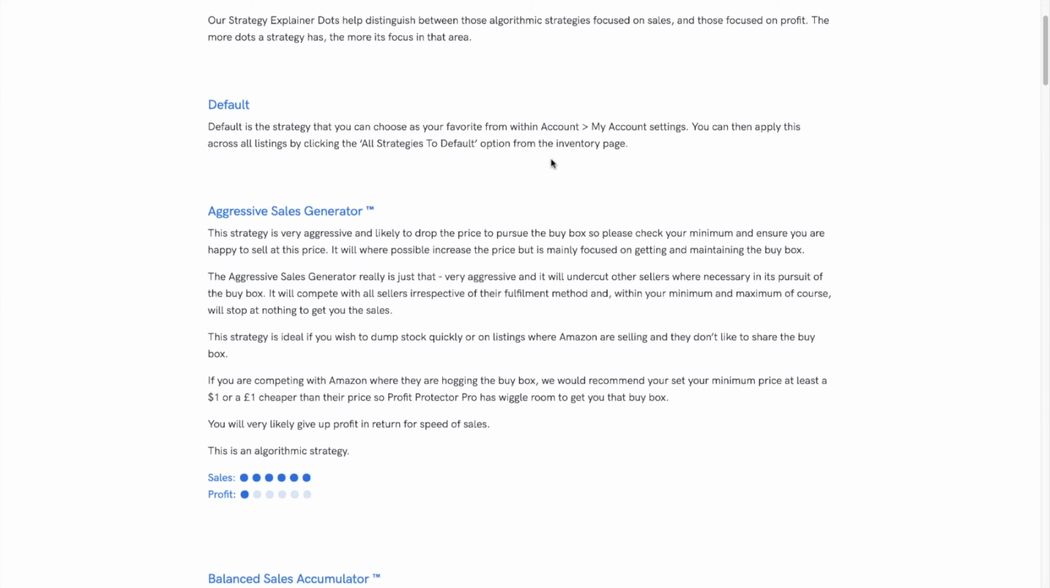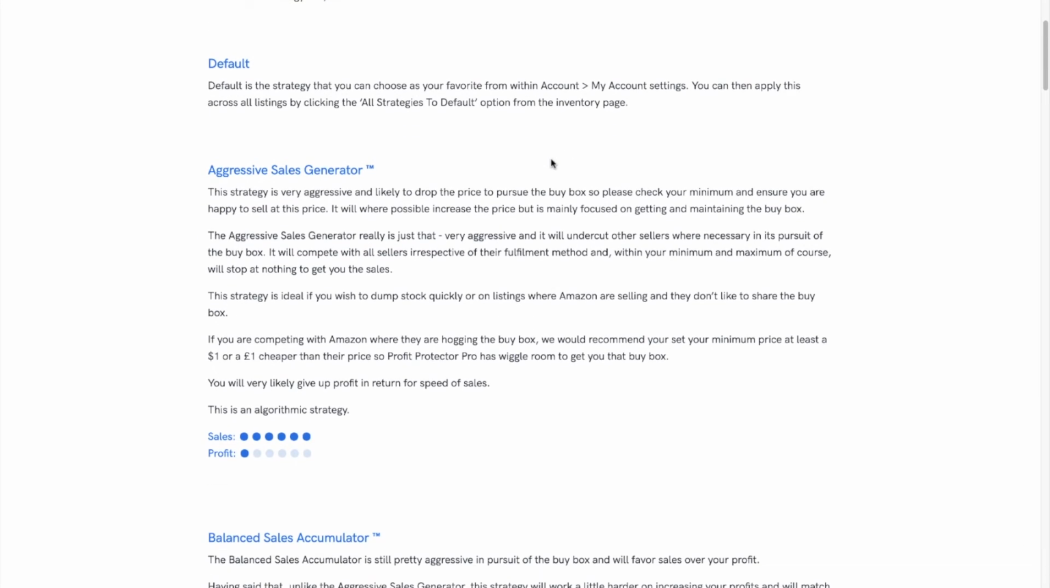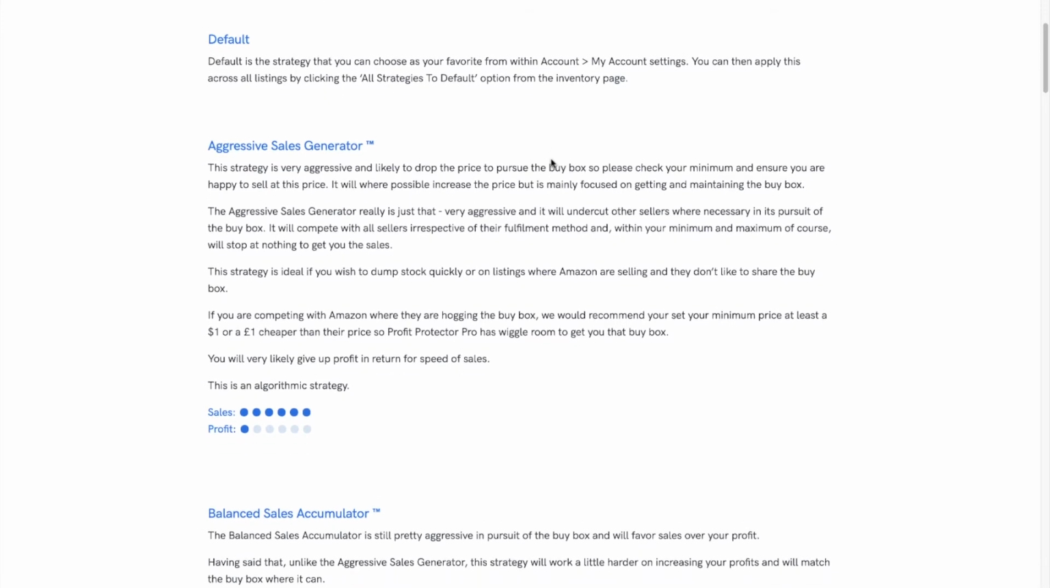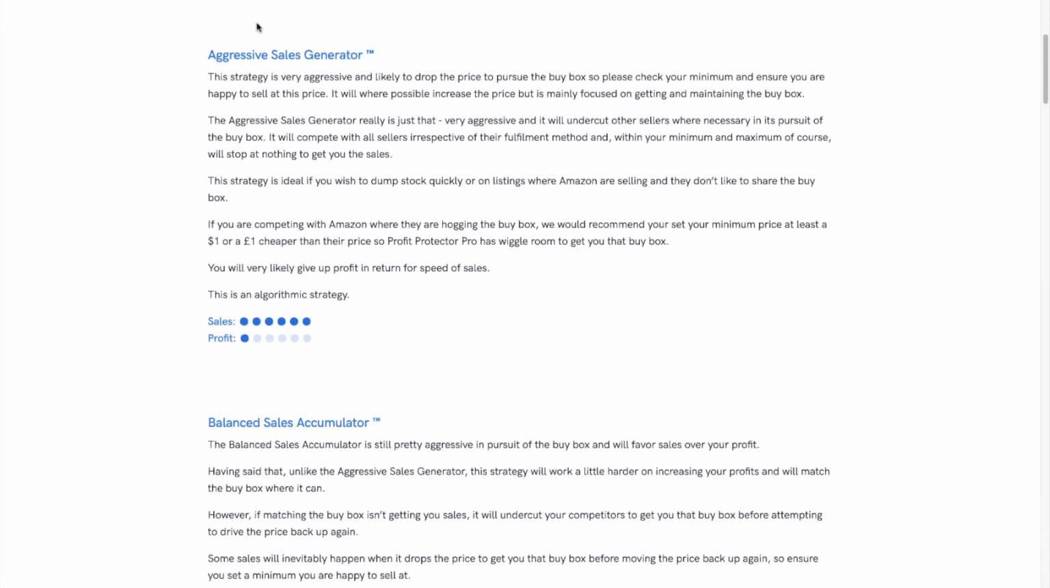Now, I adore our clever algorithmic strategies. They are totally unique to Profit Protector Pro and they work magic in your account. So let's talk through them. You've got the aggressive sales generator. This is a great one to use if you want to dump stock. It's very, very sales focused.